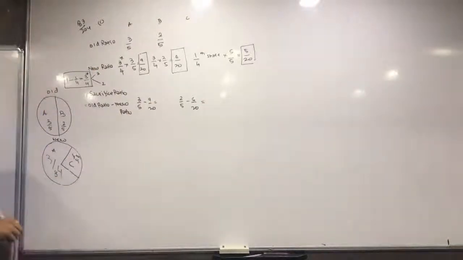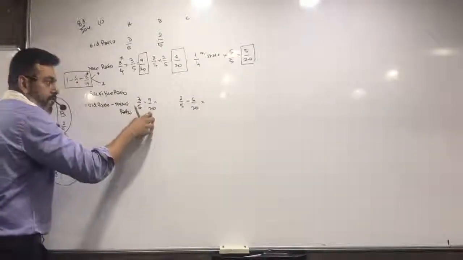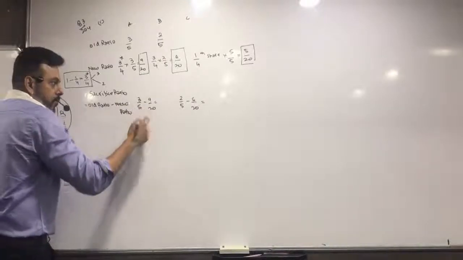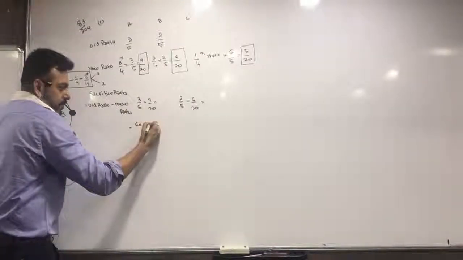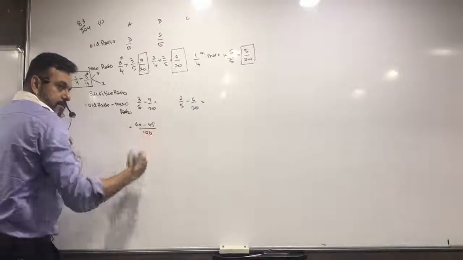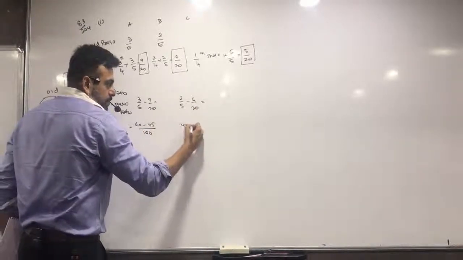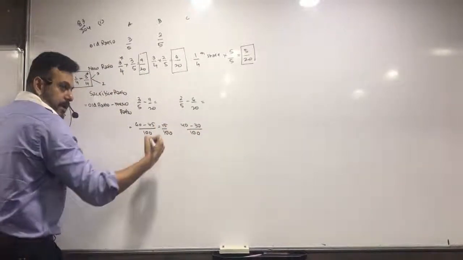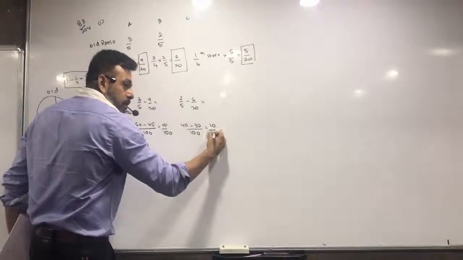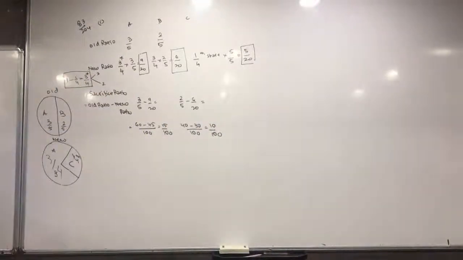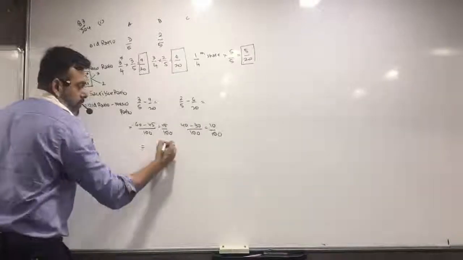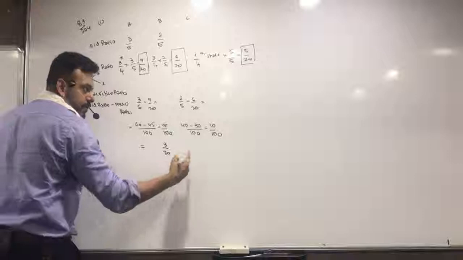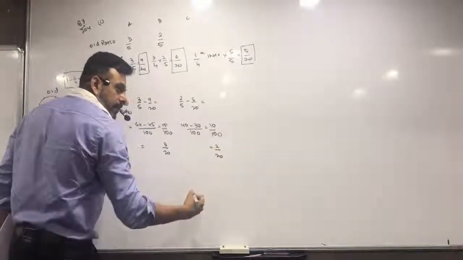What is LCM? LCM is 20. Or if you are not so clear, you get confused, so cross multiply. So over here I do 60 minus 45 upon 100, 40 minus 30 upon 100, which is equal to 15 upon 100, and over here is 10 upon 100. Can I further simplify? 5 3s are 15, 5 20s are 100, 5 2s are 10, 5 20s are 100.